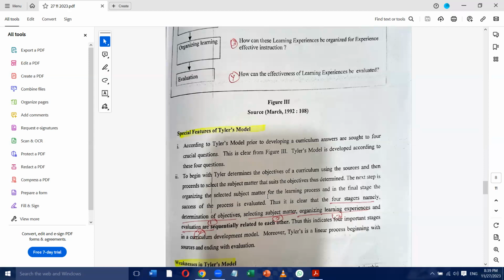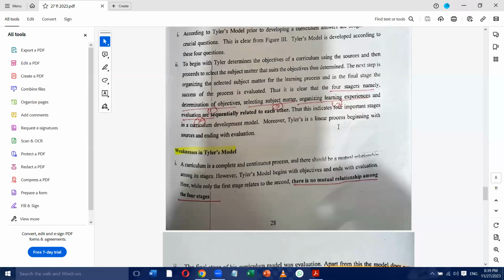But we'll see in the next model, Wheeler's model, that it is a cyclical model. Tyler's model is a linear model, and Wheeler's is a cycle. This is because there are some shortcomings, some minuses, in Tyler's model. The evaluation ends there, and there is nothing after that. It should not be so. So the weakness in Tyler's model.